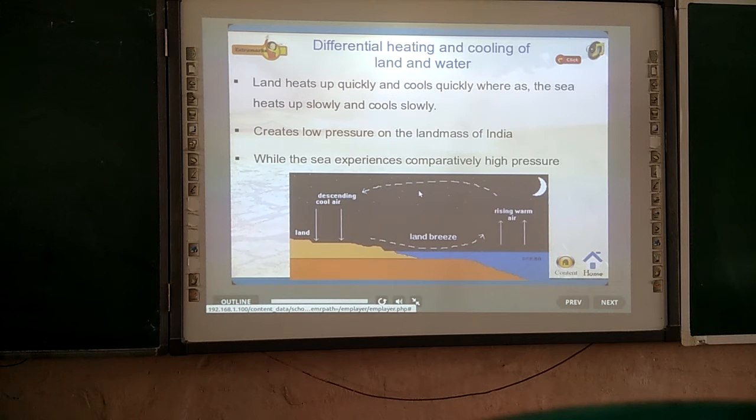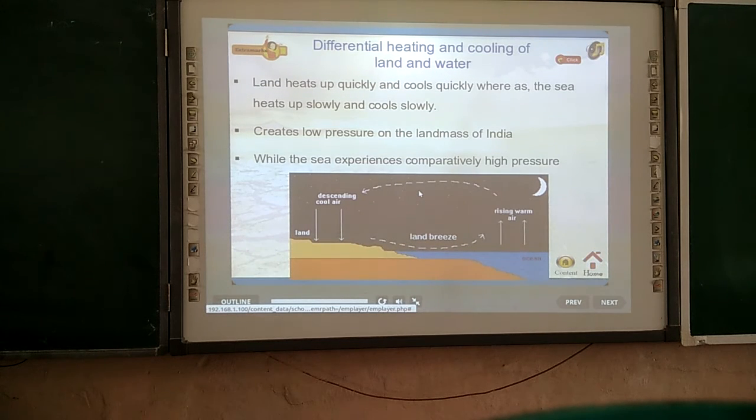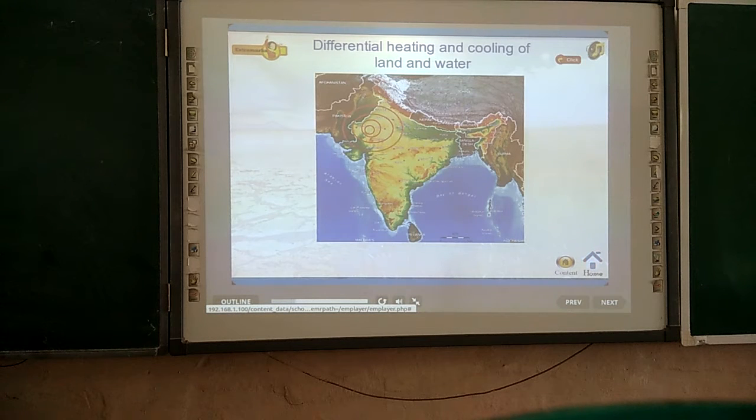Let us try to understand the impact of differential heating and cooling of land and water. Land heats up quickly and cools quickly, whereas the sea heats up slowly and cools slowly. This creates low pressure on the land mass of India, while the sea experiences comparatively high pressure. Let us understand this in detail through the following animation on monsoon winds.